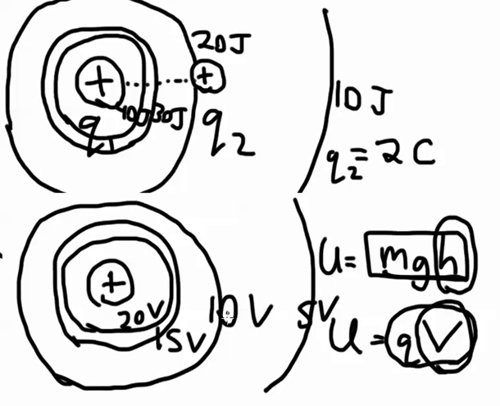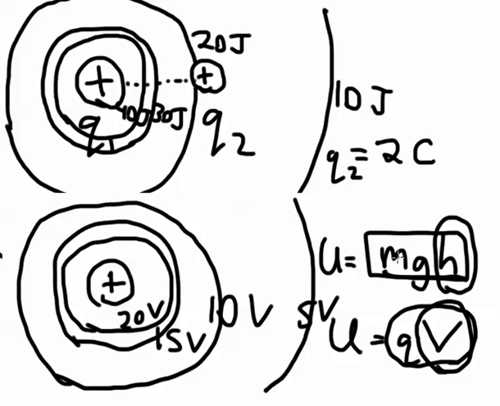So this is the number of volts in the hill, which is kind of like the height of the hill. So if you think about it, the height of the hill does not depend on the mass of the ball. The hill has the same height. I could roll a bowling ball up the hill, and I could roll a tennis ball up the hill, and the hill would have the same height for both balls. But the energy of the ball would be different.